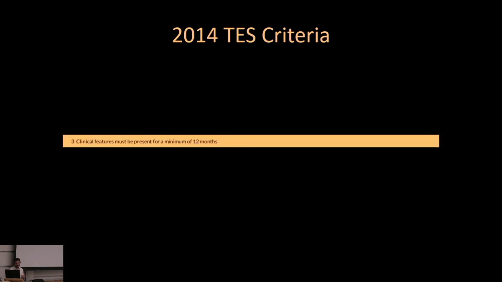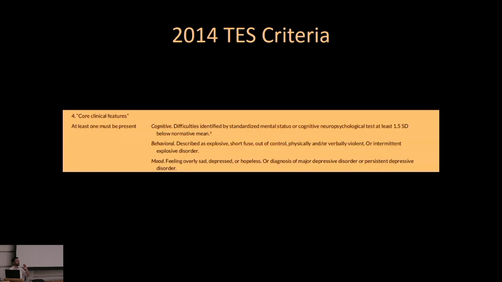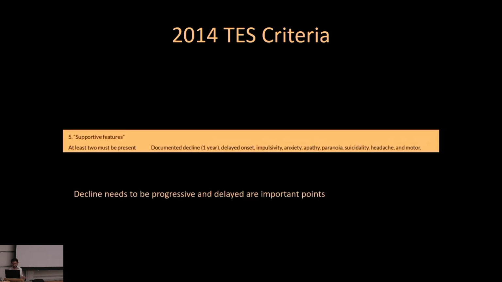The third is the features must be present, that's very small, they must be present for at least 12 months. So this is a disease that takes a lot of time to occur. This isn't something if you get hit in the head one day and you have a concussion, the next day you have symptoms. That is not CTE. They need to be present for 12 months minimum. Then you have to have a core clinical feature. So that big list of symptoms I showed you, you've got to have some of those features on there. Either cognitive, behavior, or mood. You got to have some of those features that were listed up there.